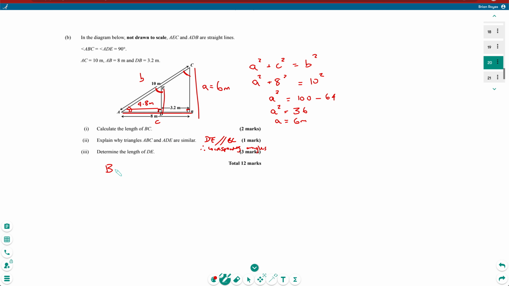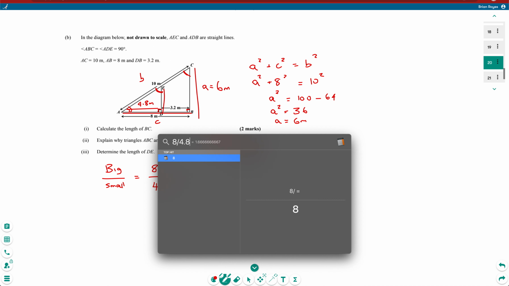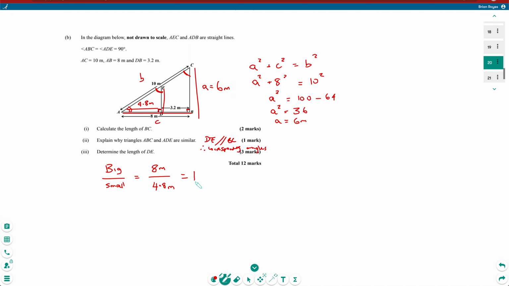Now here's what we're going to do. I would like you to set up this ratio. Big over small is going to give you the scale factor. That's just an easy way of remembering it. So the big length in this case is 8 meters divided by the small, which is 4.8 meters. That means that the ratio of sides here is going to simply be 8 divided by 4.8, which is 1.666, or 1 2/3. You could say 1.6 if you wanted. This is just a bit neater. So that means that the big triangle is the small length multiplied by 1 2/3. Or in other words, the big length divided by 1 2/3.